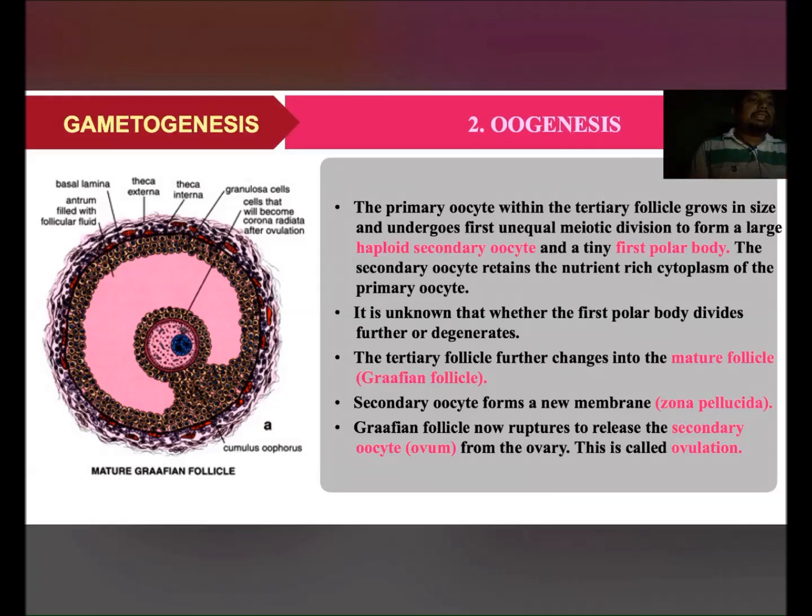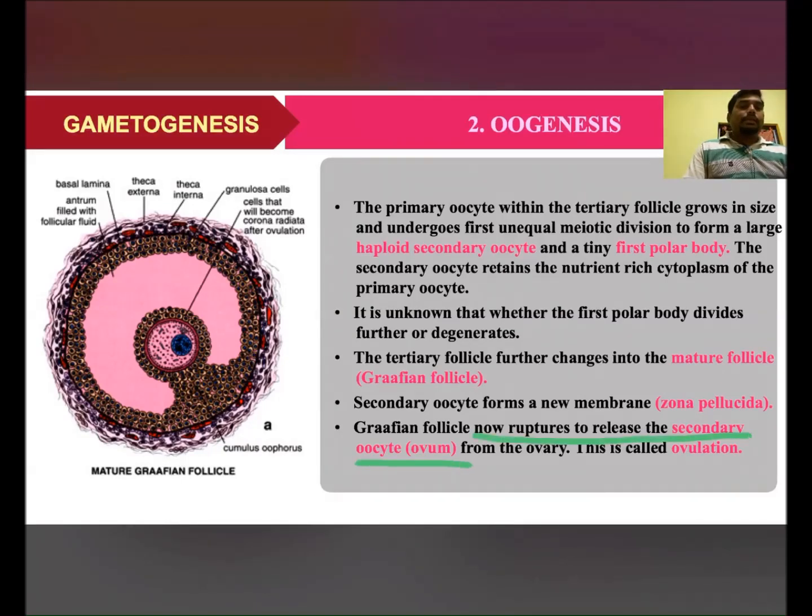So the tertiary follicle further changes into a mature follicle, and this mature follicle is called the Graafian follicle, as we have studied. And the secondary oocyte, you can see here, this is a cell that becomes corona radiata after ovulation. We will study about this. The secondary oocyte forms a new membrane, this is called zona pellucida. अब secondary oocyte में एक लेयर यहाँ बनेगा और उस लेयर को कहेंगे zona pellucida. The Graafian follicle now ruptures to release the secondary oocyte. अब Graafian follicle rupture होगा, rupture होकर के this secondary oocyte will come out, and this is called ovulation.